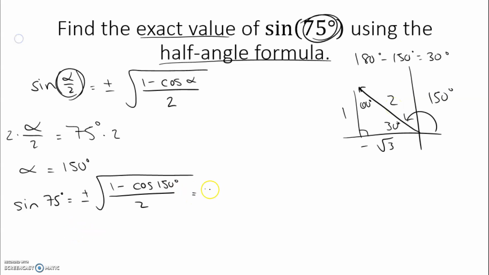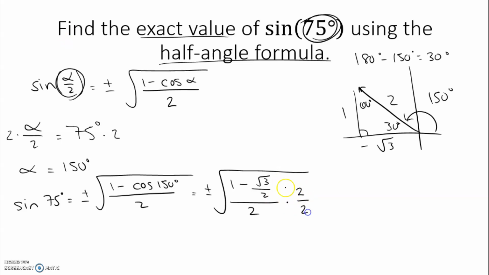Okay, so this is going to be plus or minus the square root of 1 minus the square root of 3 over 2, and that's all over 2. Okay, now what I'm going to do is I'm going to multiply both the top and the bottom by 2 over 2.